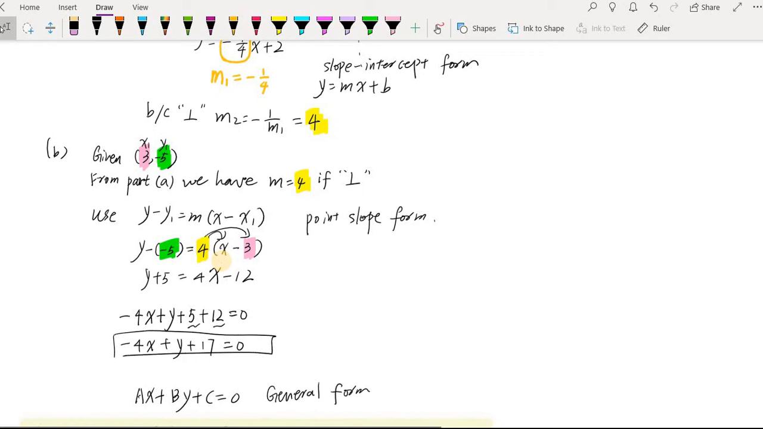It's so important you need to know each form. So take some time to memorize this.